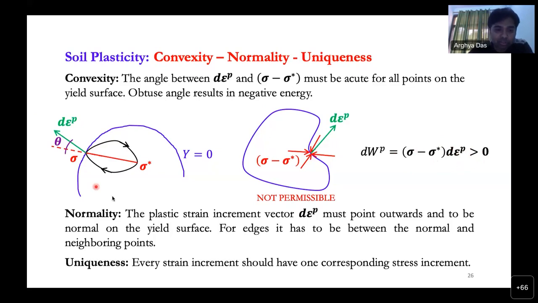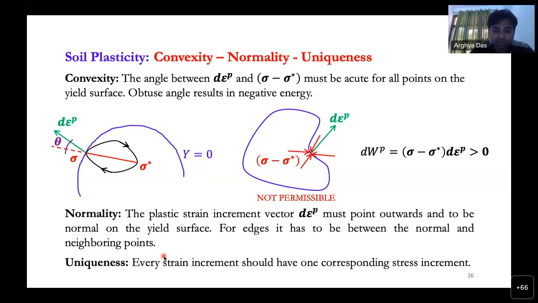So in order to hold that, these two angles should be considered. There is another condition called normality. Normality is the same as how we define the plastic potential: if you take a derivative, it will be perpendicular to the plastic potential. So delta epsilon p must point outward of the normal to the yield surface. If there is a corner, then it has to be between the normal and the neighboring points.